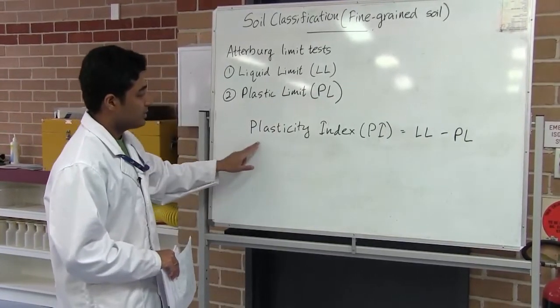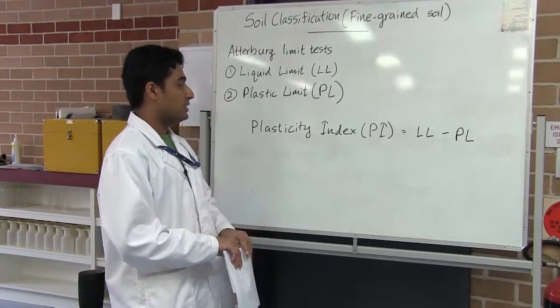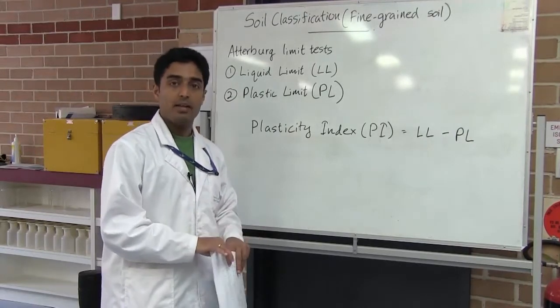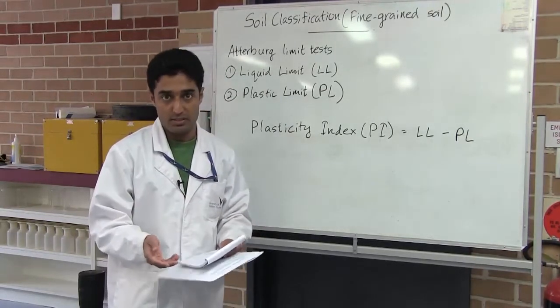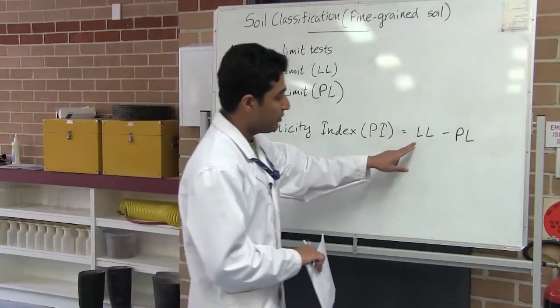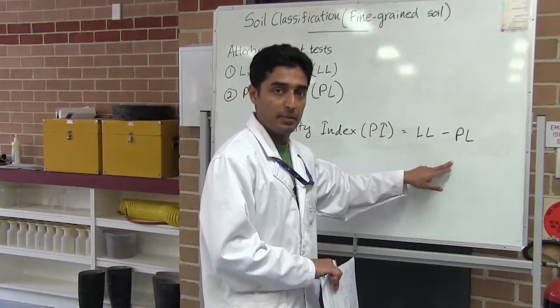You are going to need the plasticity index to classify the soil type according to the unified soil classification system, and that's given by the difference between the liquid limit and the plastic limit.